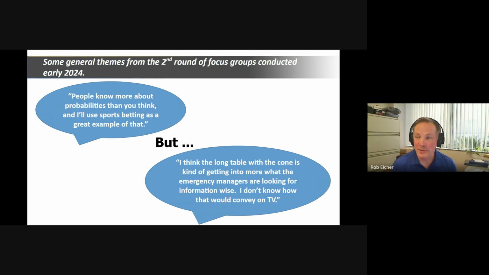Again, the focus group participants were generally in favor of the idea. But we got that idea that some of the emergency managers really liked the longer table version. They wanted to know every possible probability and every possible number that we could calculate. Whereas others thought, well, for the general public, that may not be such a good idea. Next slide.